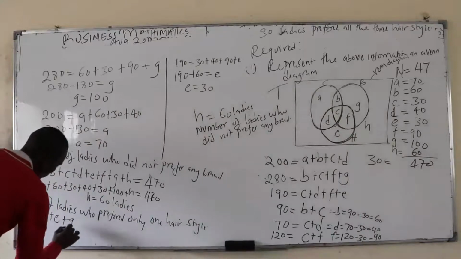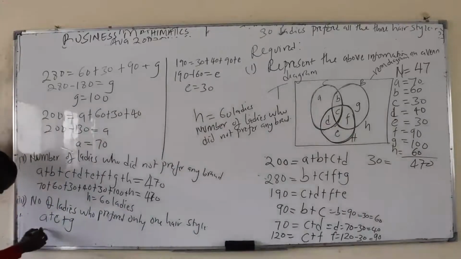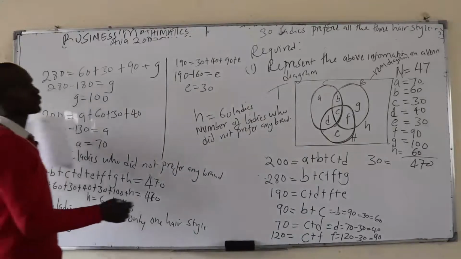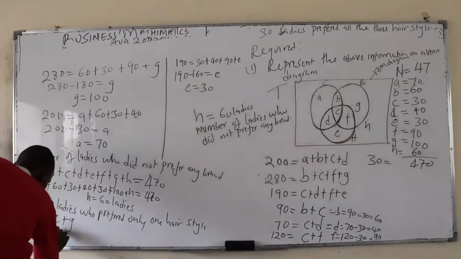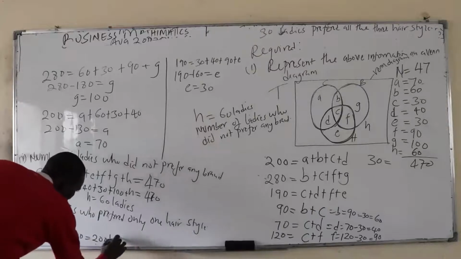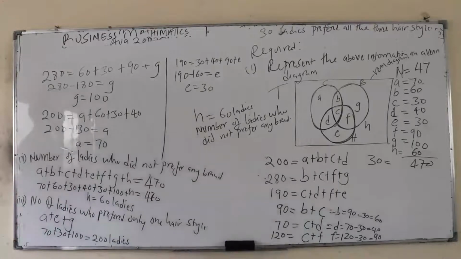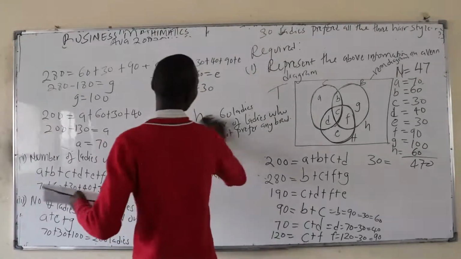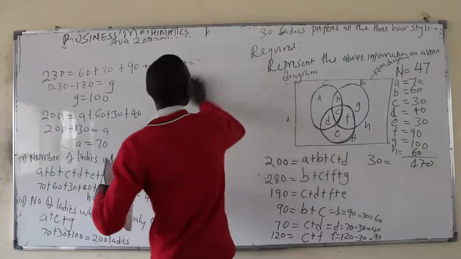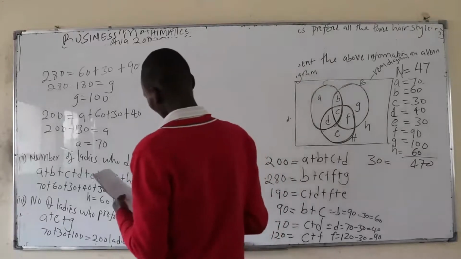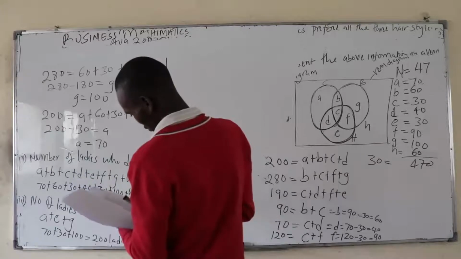who did not prefer any brand. So you take the entire brand, which has these elements: A plus B plus C plus D plus E plus F plus G plus H. Those were the elements in that brand, where we said the total number of people who participated was 470. So you replace there: our A is 70 plus our B is 60 plus our C is 30 plus our D is 40 plus our E is 30 plus our G is 100. Then we don't know H.